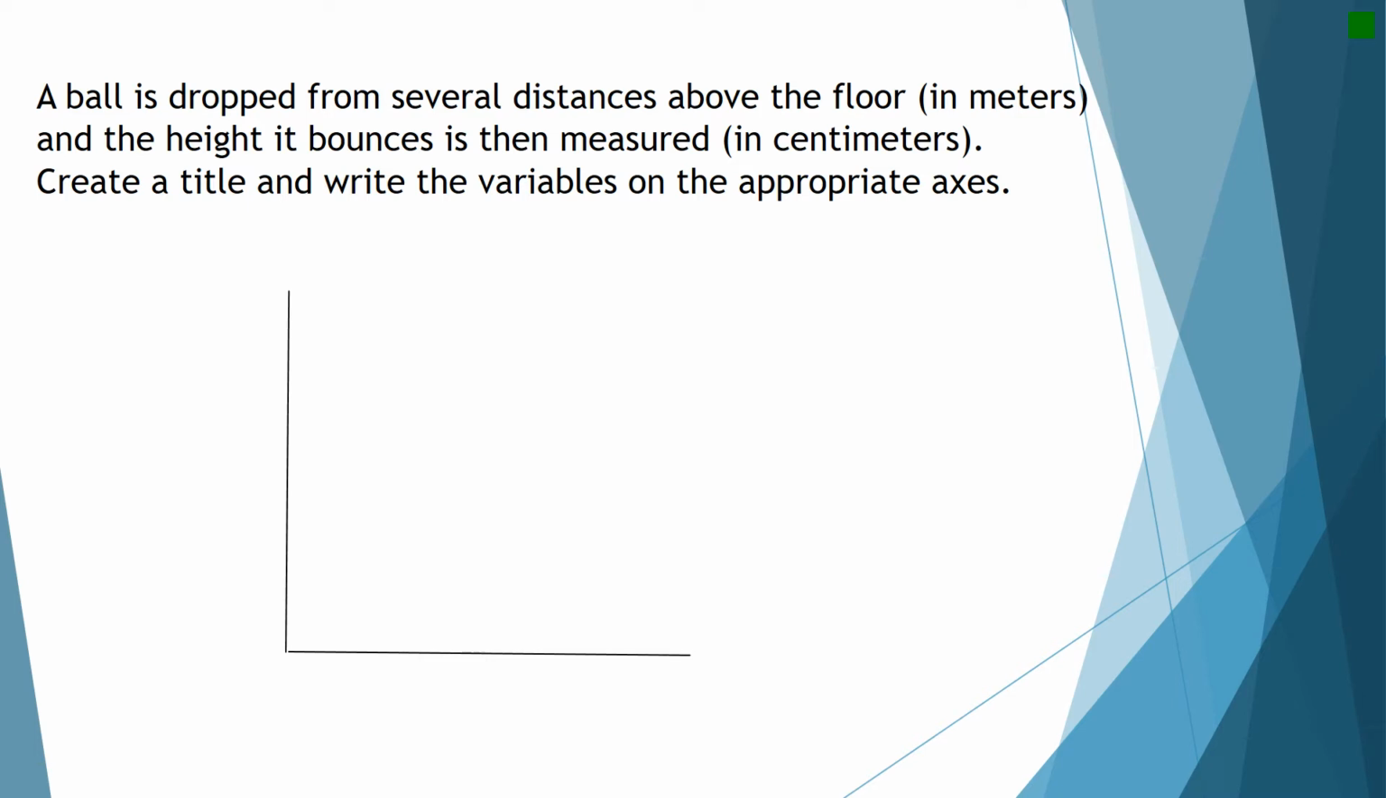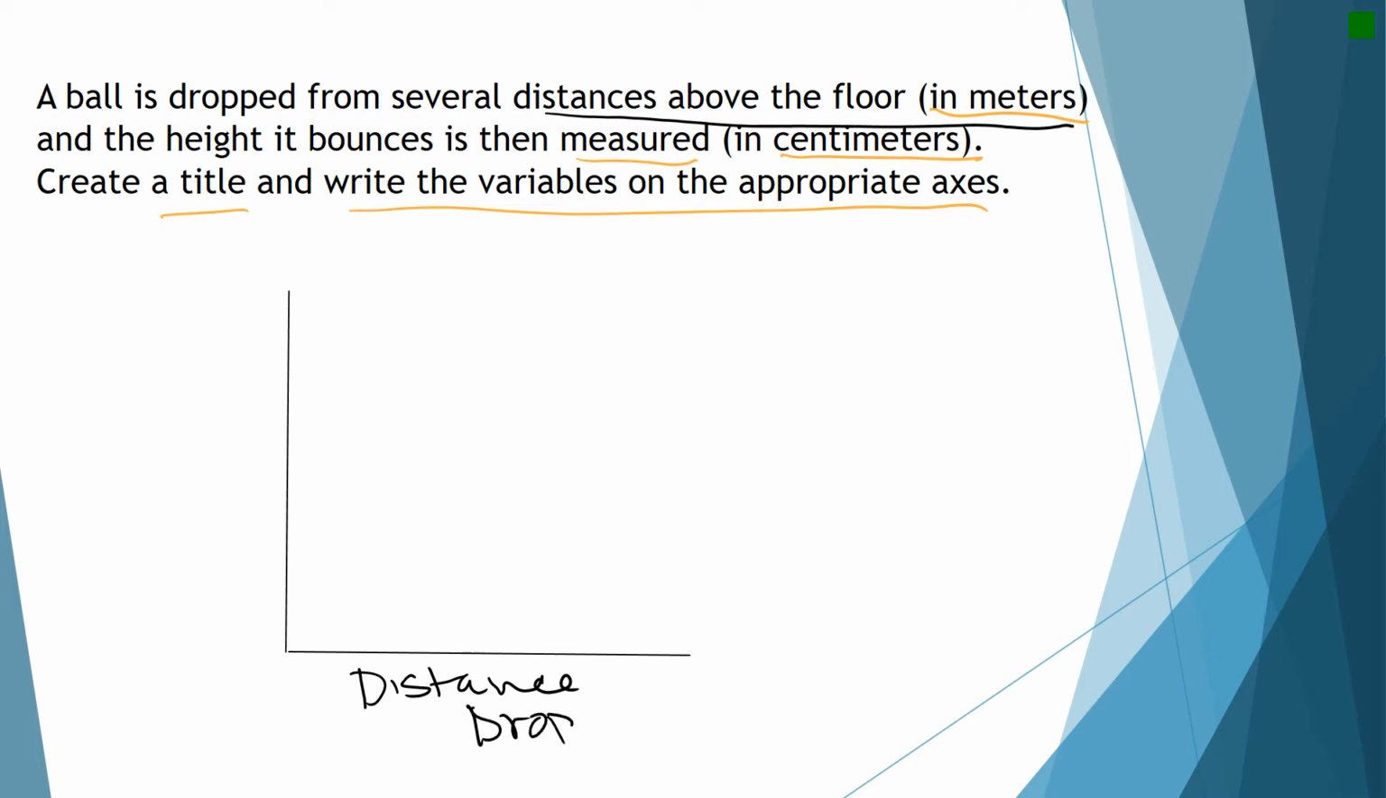Let's apply these parts of a graph to this problem. A ball is dropped from several distances above the floor in meters, and the height it bounces is then measured in centimeters. Create a title and write the variables on the appropriate axes. What I always like to think about is, what did I directly change? Whatever I directly change will go on the bottom. I changed the distances I dropped it from, in meters. So I'm going to write distance dropped, and then you put the unit in parentheses, meters.